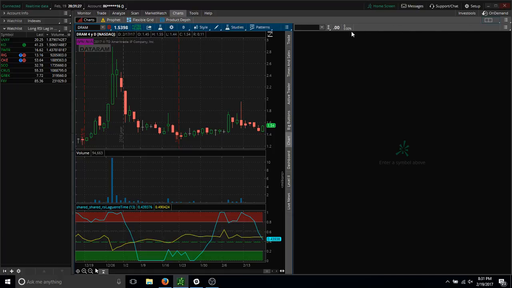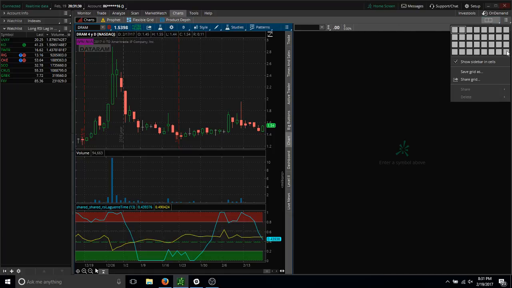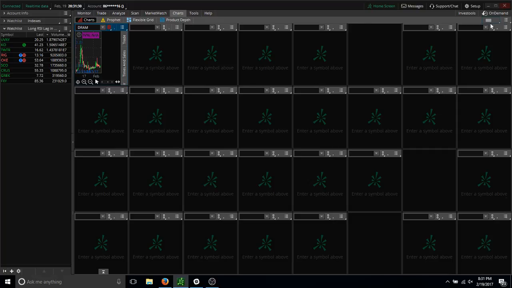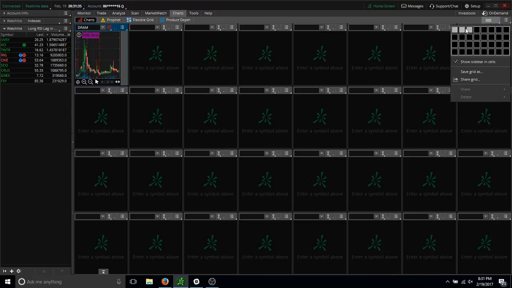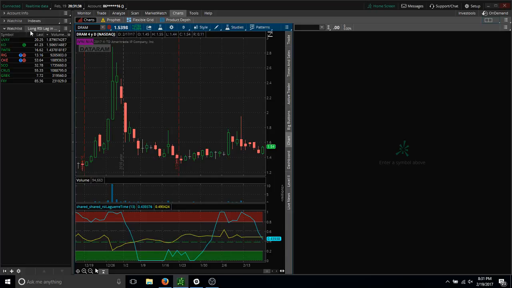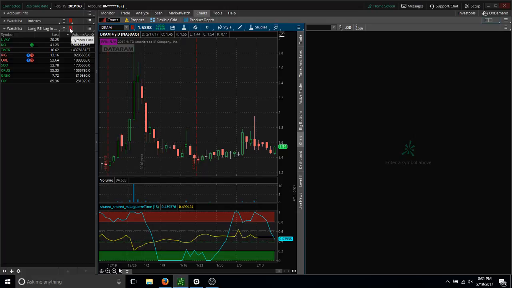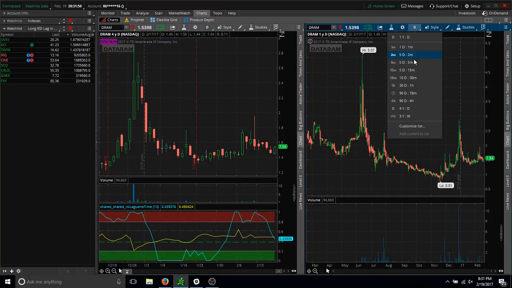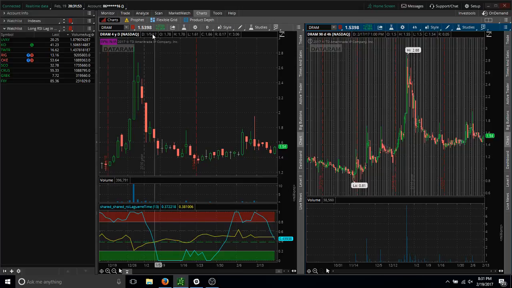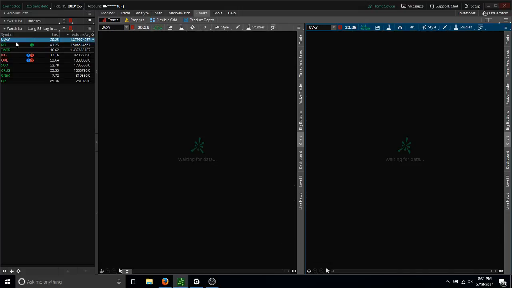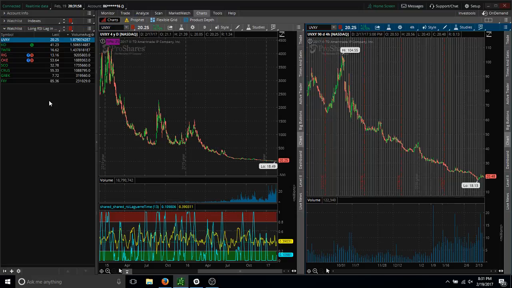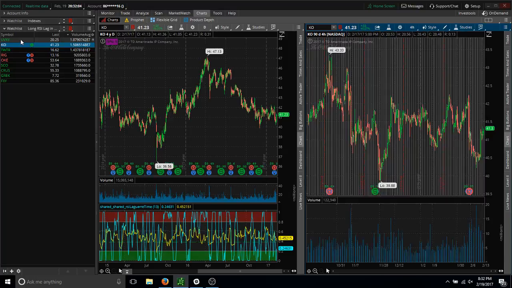Now, I personally like the 2. I mean, you can go to a crazy amount here. So I personally like the 2, and I will link this red with this red with this red, and then I will change the time frame here to 4 hours. So I have my daily, my 4 hours, and then when I have my watch list or my scan results, I can just hit the down arrow and I can flip through.